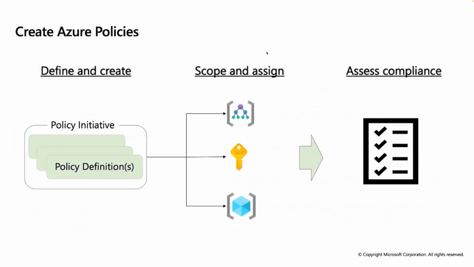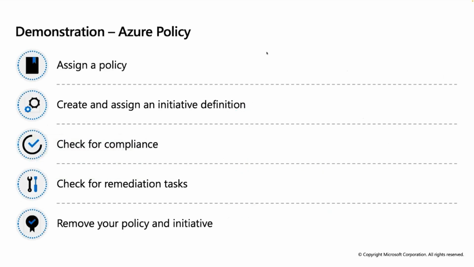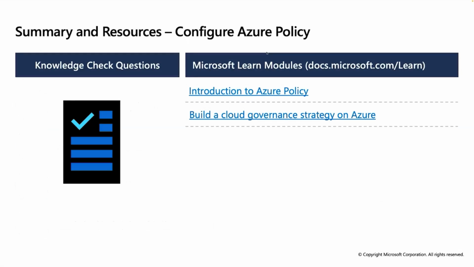Okay. Here we have policy creation, where you can define and create the policy, define the scope and where it needs to be assigned, and then you assess the compliance. You can look in the report at how many resources are non-compliant and how many resources are compliant. So you can perform the next action based on that. Okay. I strongly recommend you go to the Microsoft Learn module and learn about the Azure Policy Introduction one, and also the Cloud Governance Strategy module.